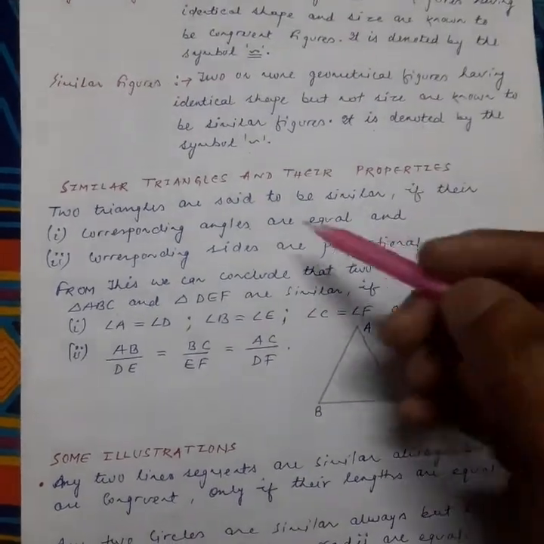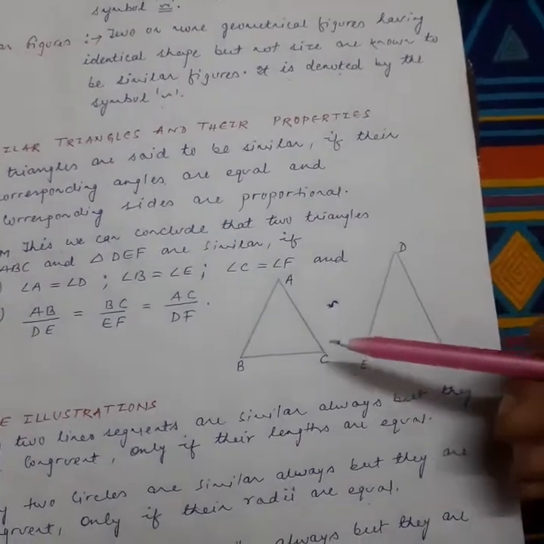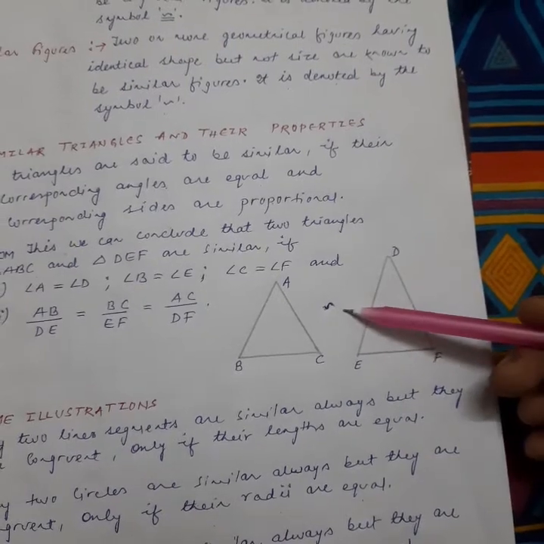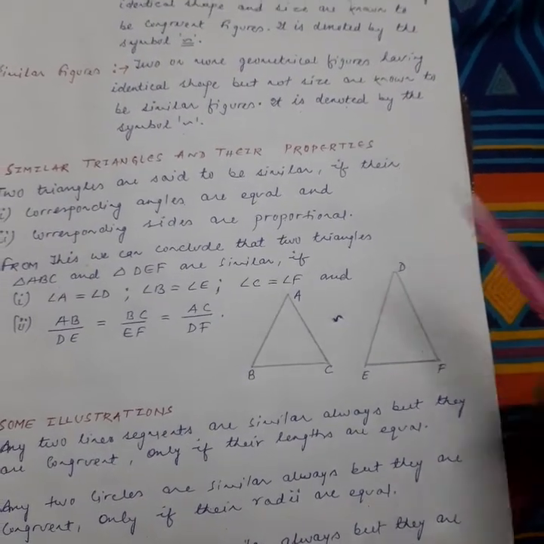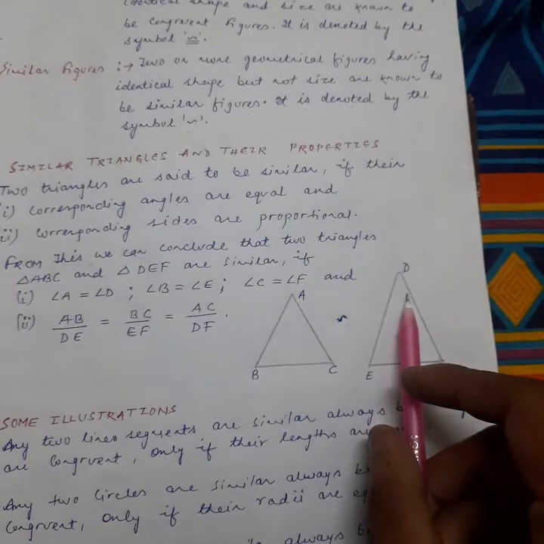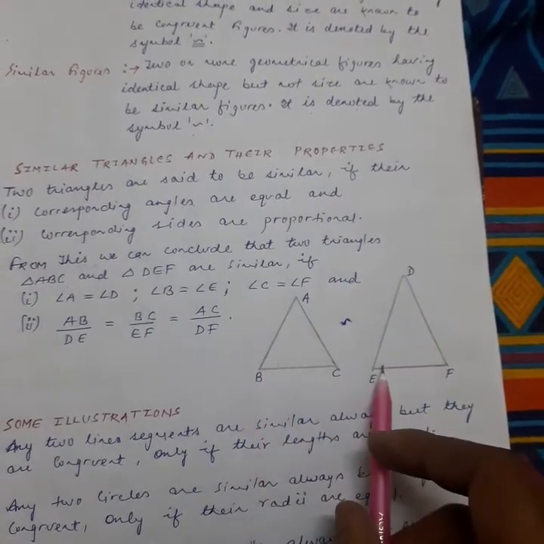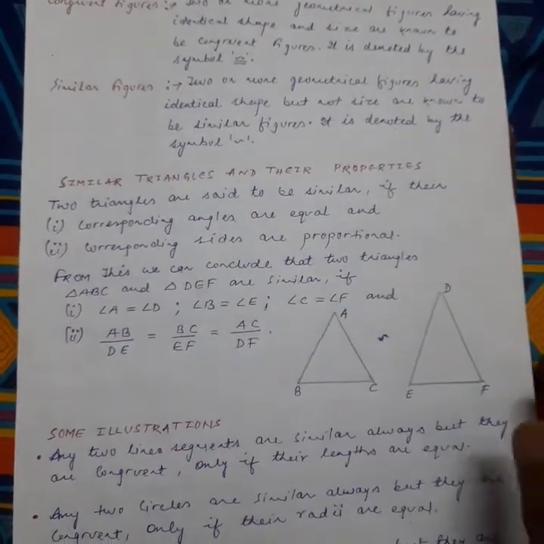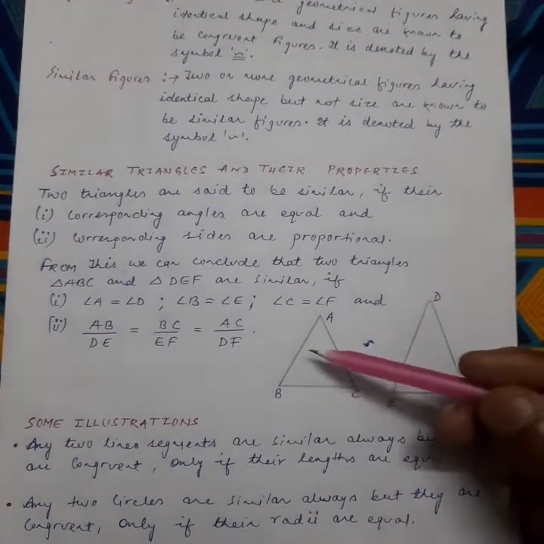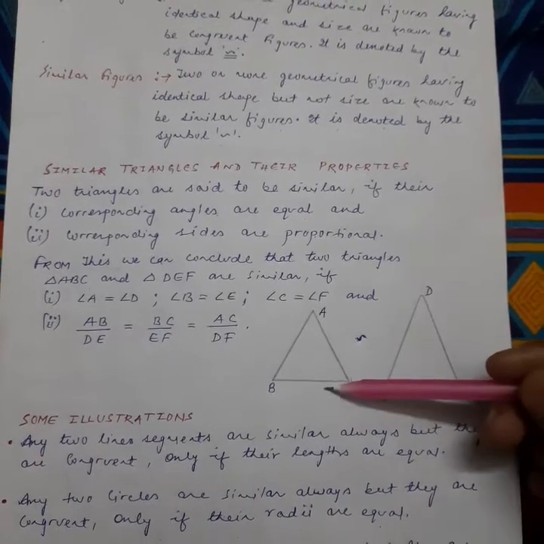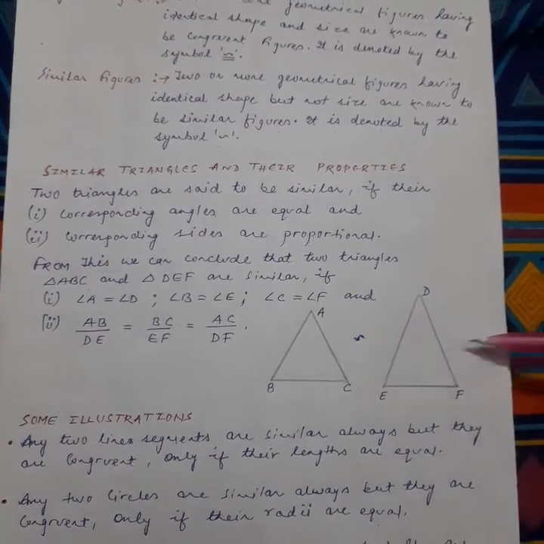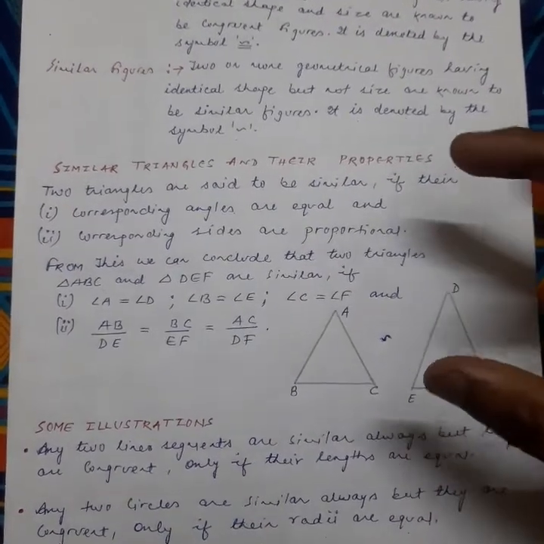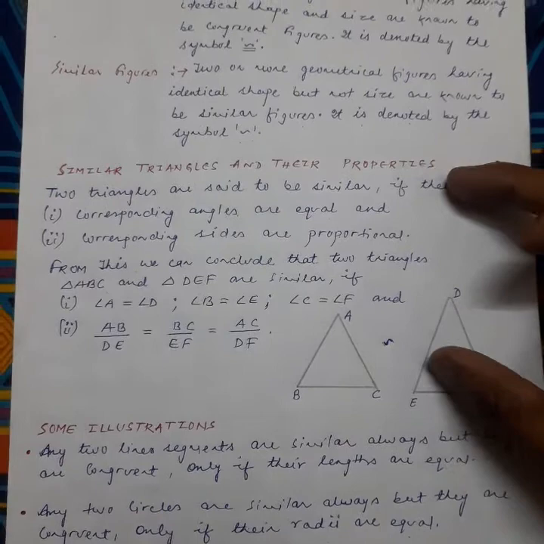What I want to say from these two statements is that, suppose we consider these two triangles ABC and DEF. These two will be similar. If they are similar, then angle A will be equal to angle D, angle B equal to angle E, and angle C equal to angle F. This I have written here. And corresponding sides proportional means AB by DE, BC by EF, CA by DF. The ratio of the corresponding three sides will be equal. So this is, you can say, the definition of similarity of triangles.